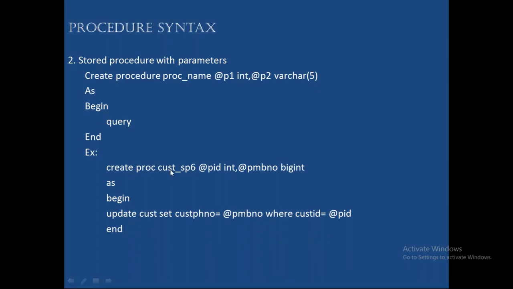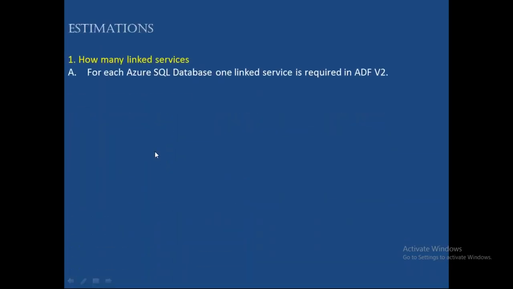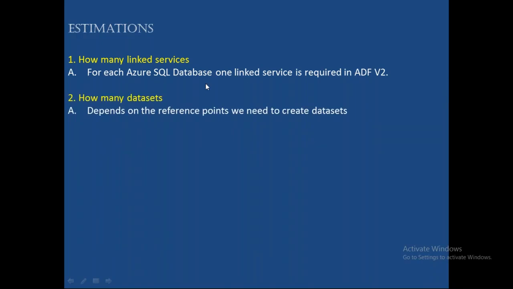Next, estimations. We need to know how many linked services we need. For each Azure SQL database, one linked service is required in ADF V2. Suppose you are creating an Azure SQL server, then you need to create one linked service. Next, how many datasets do we need? Dataset depends on the reference points. If you have only a few things, then instead of creating dynamic parameters and all, you can hard code. Everything depends on the number of tables you need to read, and you are going to create the datasets accordingly.